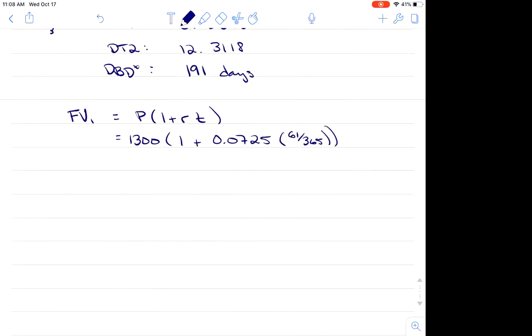So BEDMAS is still a thing. So we have to do 61 divided by 365 times 0.0725. I'll just stop and show my work here. 1,300 times 1 plus, I'll skip straight to it, 0.012116438.